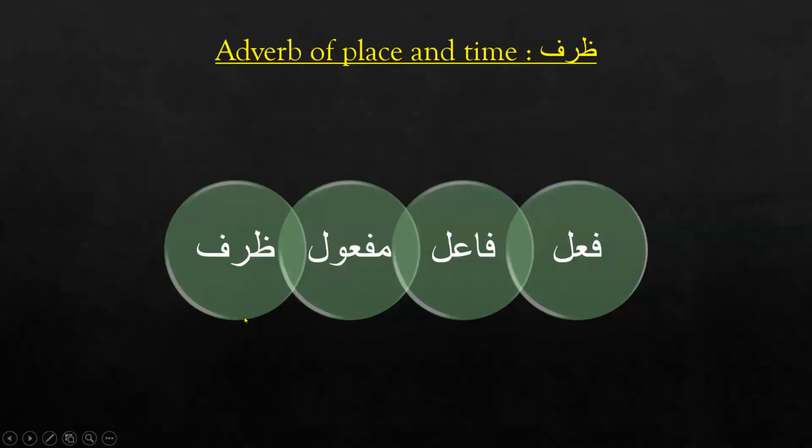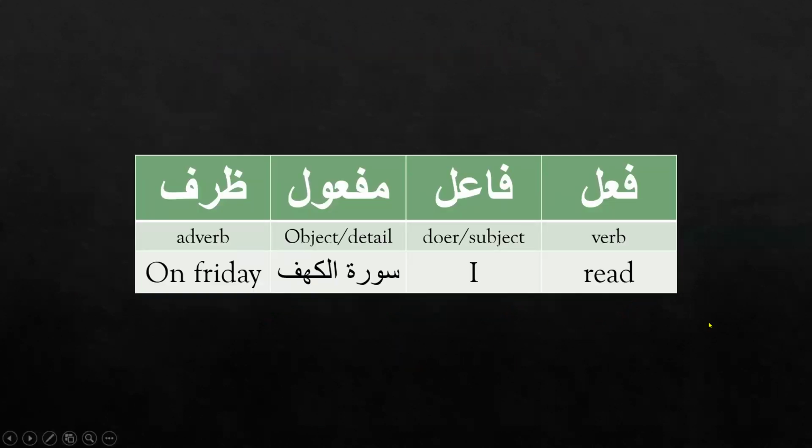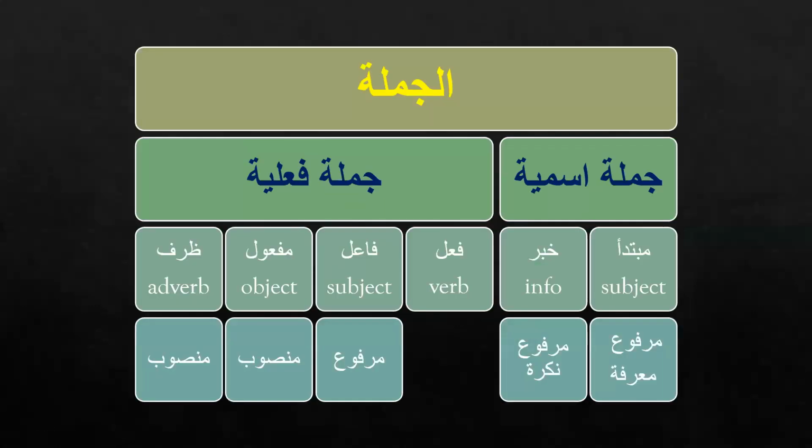Inshallah, as we progress in the study of jumlas, we will see how other terms are added in a sentence. So far we are done with fail, faa'il, maf'ul, and zarf, the adverb of place and time. Alhamdulillah.